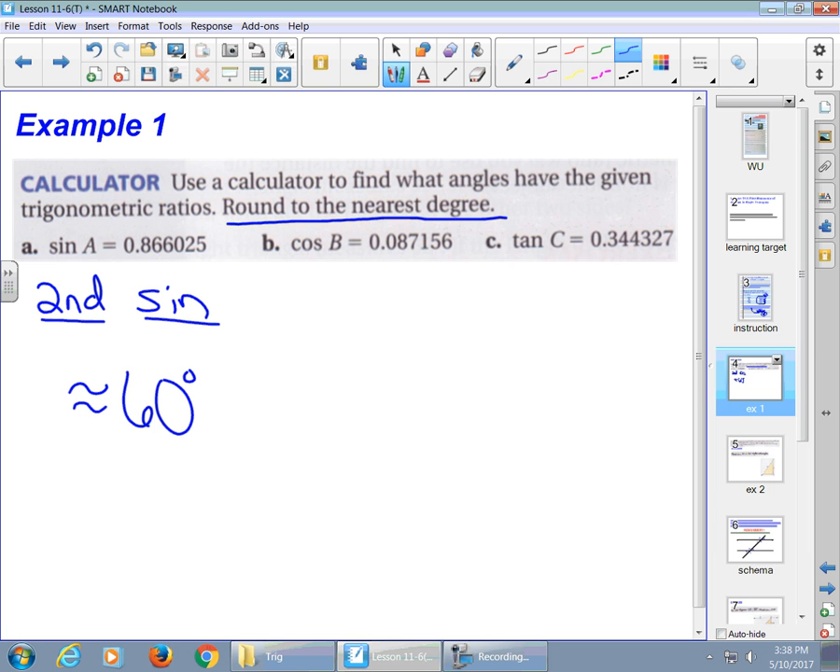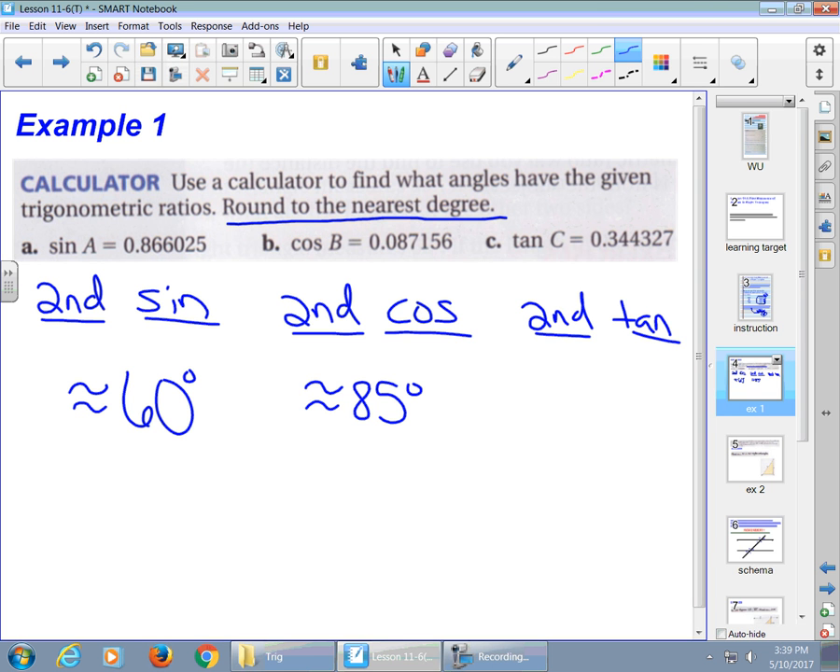All right, and then D, we're going to find cosine of D, so we're going to say second, and then cosine, put in 0.087156. And this will give us approximately 85 degrees. Okay, and then the last one is tangent of C. And we would do second tan. And that's going to give us approximately 19 degrees. Okay, so those should be pretty simple.